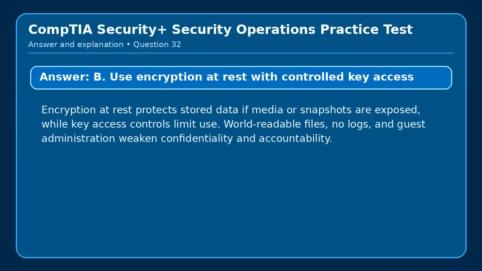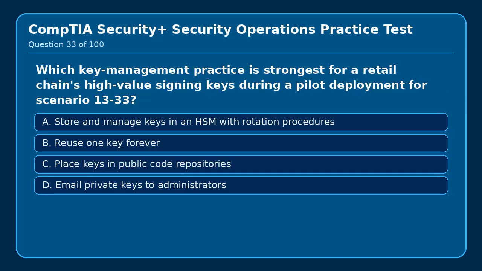The answer is A. Store and manage keys in an HSM with rotation procedures. An HSM helps protect private keys from extraction and supports controlled cryptographic operations. Emailing, never rotating, or publishing keys destroys the trust those keys provide.